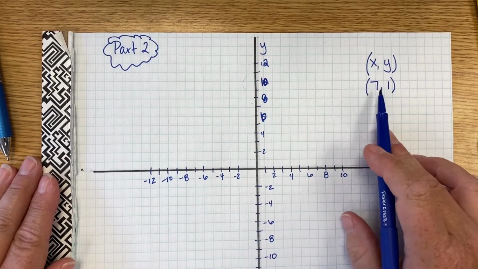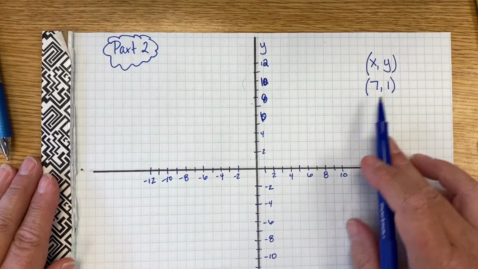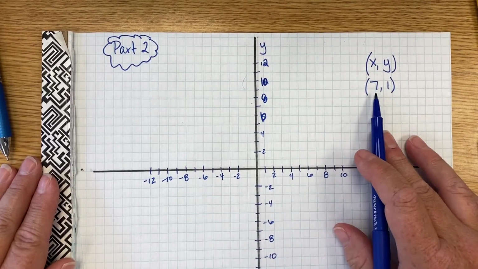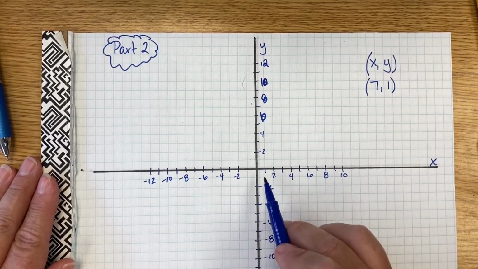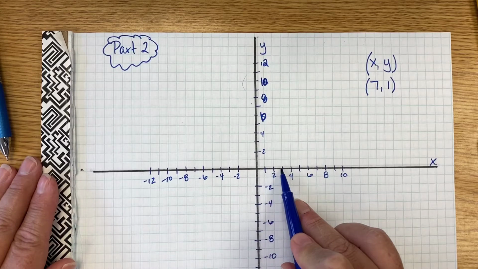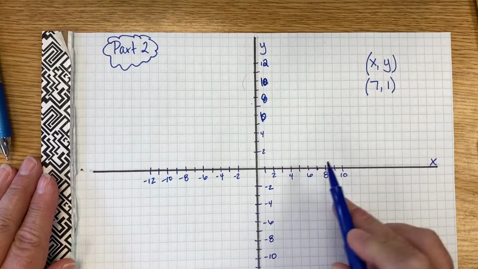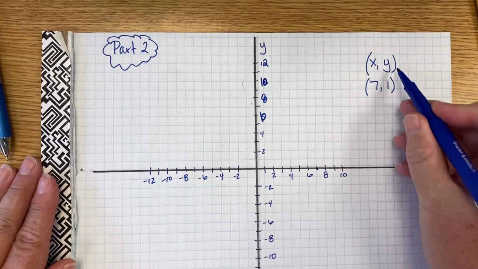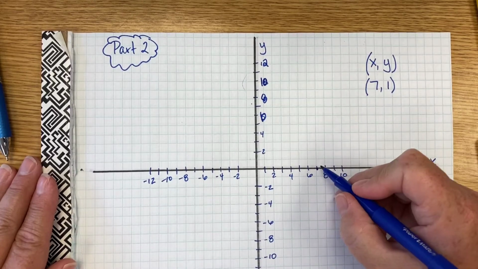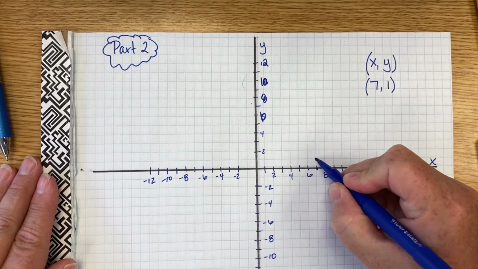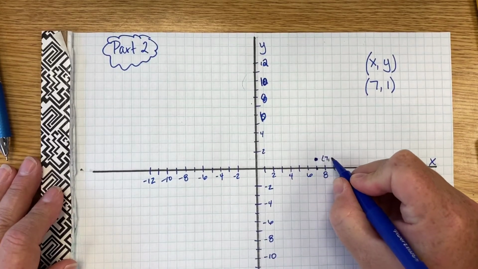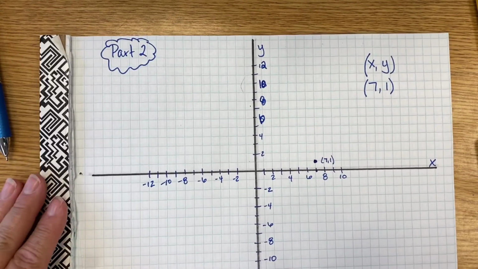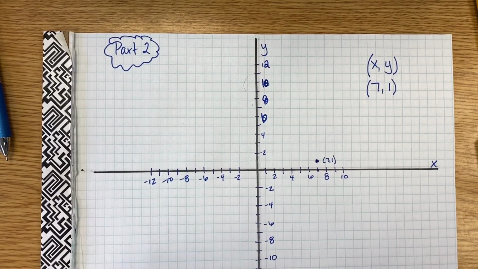So if I am looking at 7, 1, that means it's a positive 7, which is the x. So I'm going to move to the right 7 spots. So 1, 2, 3, 4, 5, 6, 7. And then my y coordinate is 1. So I'm going to go up 1 and I'm going to put that at the intersect. And I can label this 7, 1 if I want, because sometimes that will help us later on. Sometimes not when you get really good at it.